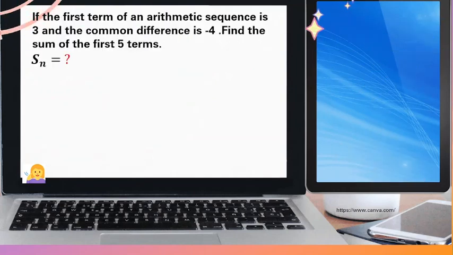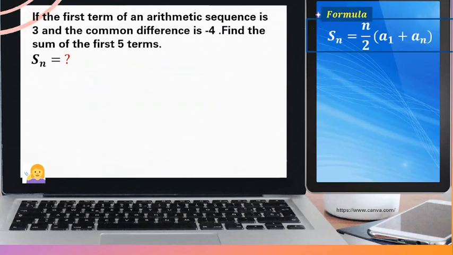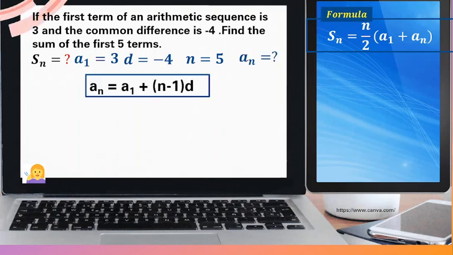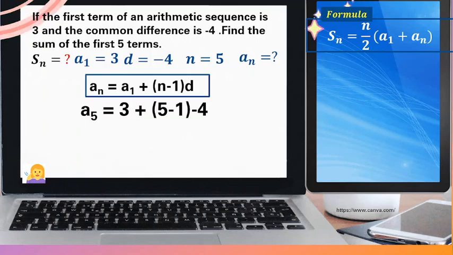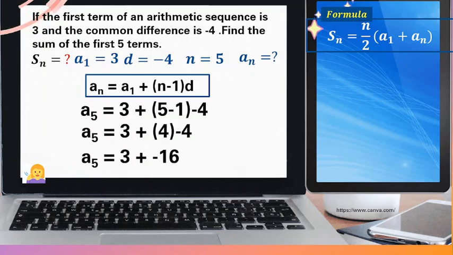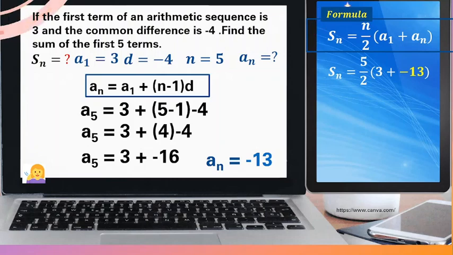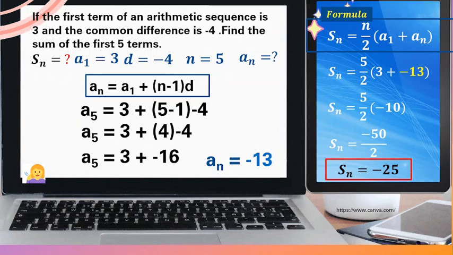The first term of an arithmetic sequence is 3 and the common difference is negative 4. Find the sum of the first 5 terms. So A sub 1 is 3, the common difference is negative 4, and n is equal to 5. So substitute all the known values to solve for A sub n. So A sub n, or A sub 5, is negative 13. Then substitute to S sub n, we have negative 25.